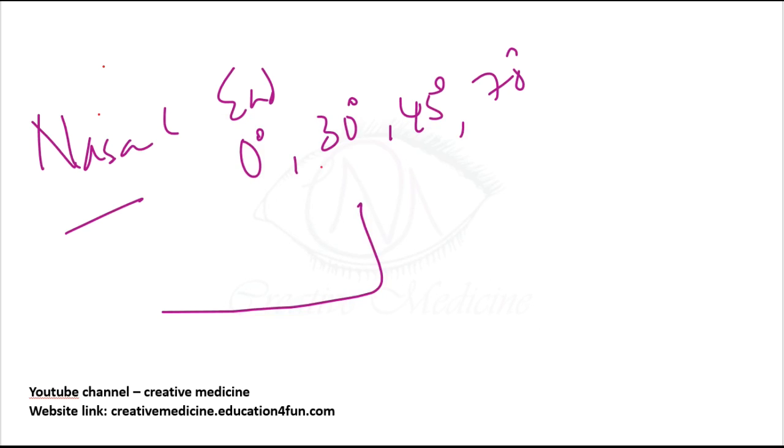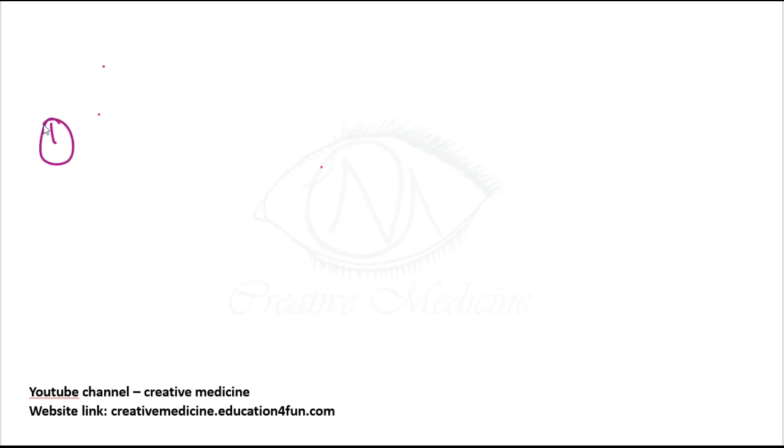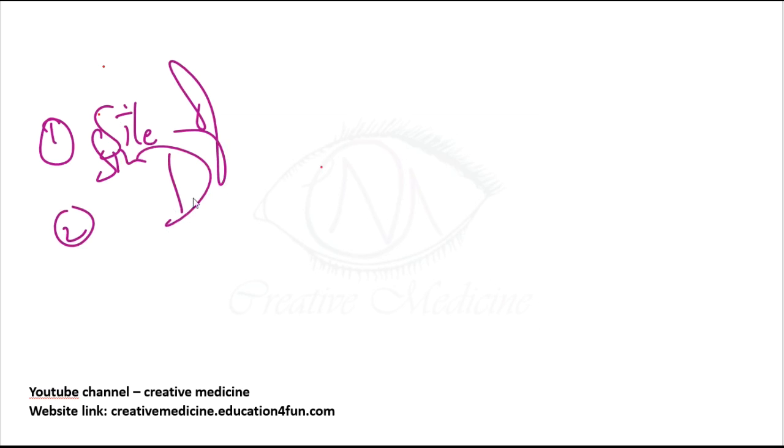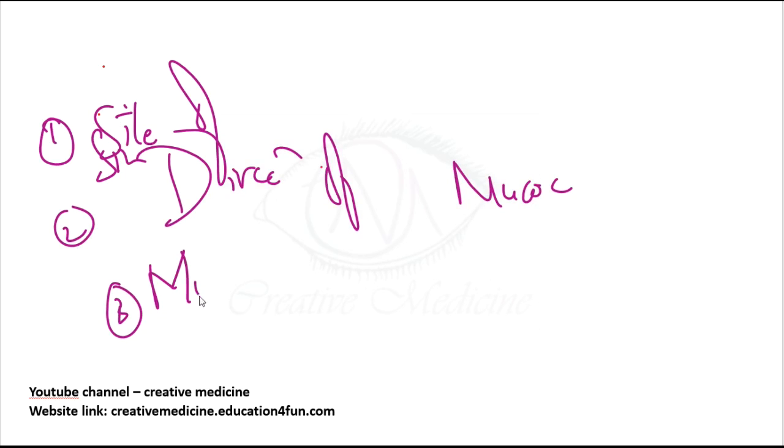Okay, now what are the principles? First and foremost, the site of the sinusitis should be found. Second, the direction of mucociliary clearance should be seen. Third, whether there is any mucosal pathology present. These three are the things which we should see in functional endoscopic sinus surgery. We have seen the indications.